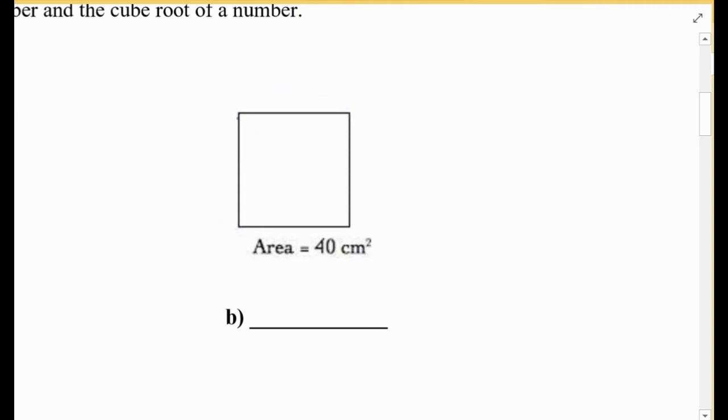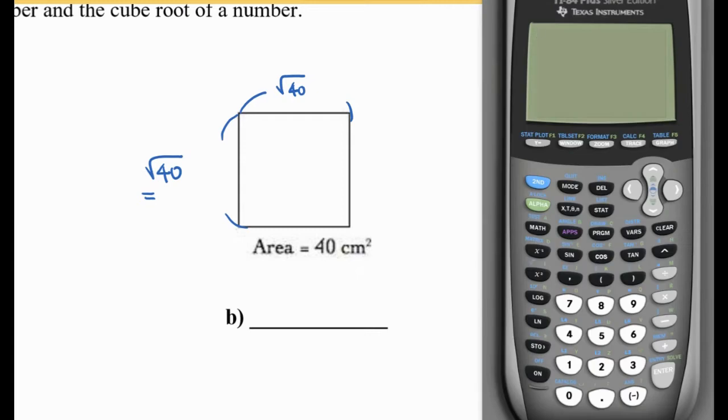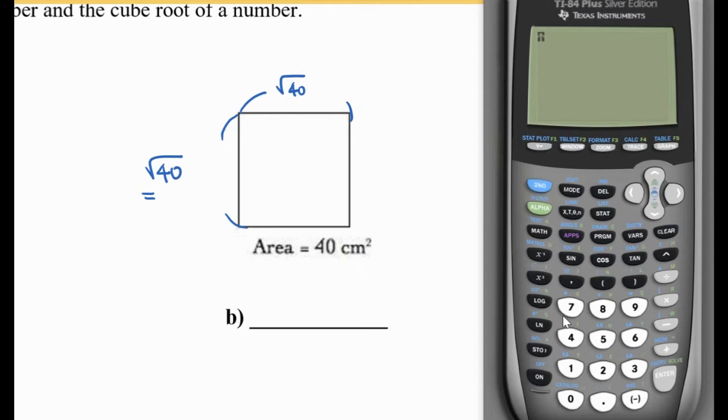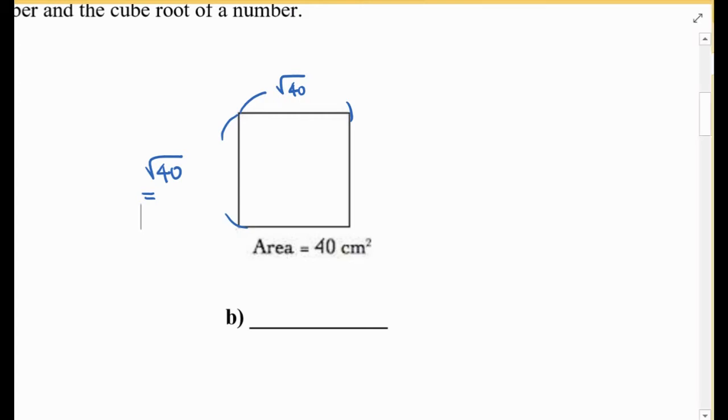Remember everyone, to find the side length, you can simply take the square root of 40. So the side length is the square root of 40. And then we're just going to put this into your calculator. So get out your calculator, and I want you to hit square root of 40, and the side length is about 6.32. So write it down, 6.32 centimeters.